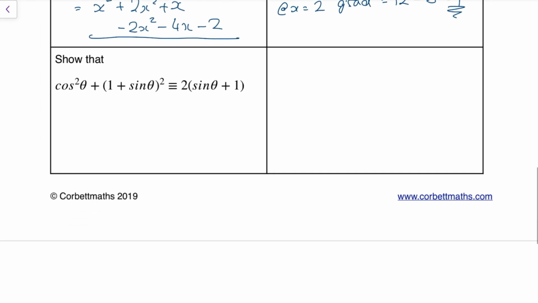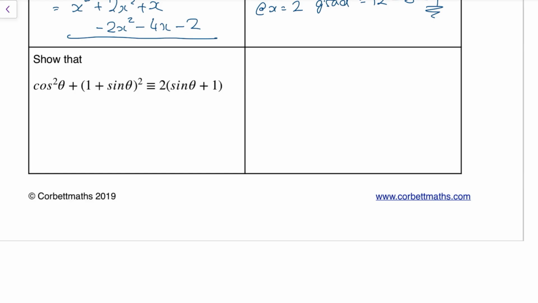Next and final question today. Show that. So I'm going to start with the left-hand side. So if I expand this, how shall I do this? I need the cosines to become a sine, don't I? So let's expand the brackets first. Let's see what we've got. So I've got cos squared plus 1 plus 2 sine theta plus sine squared theta.